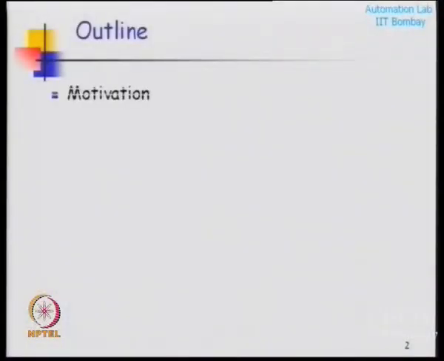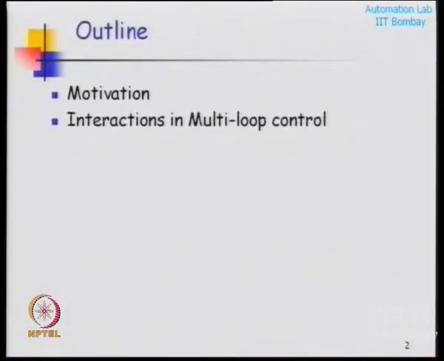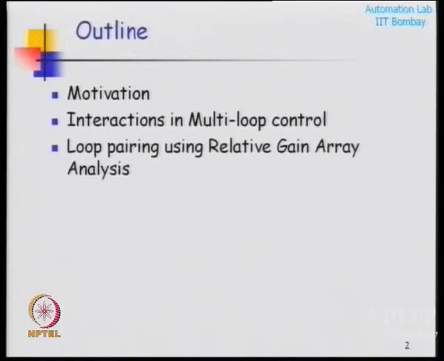Okay, so let me see what we have here. I'll talk about something called multi-loop control. Before you go to advanced control, I want to talk a little bit about these PID controllers, which we have looked at in your first course. And what happens when you have multiple PID controllers? What is the problem? Then is there a way of intelligently choosing PID controllers? That's what we'll look at through something called relative gain array analysis.